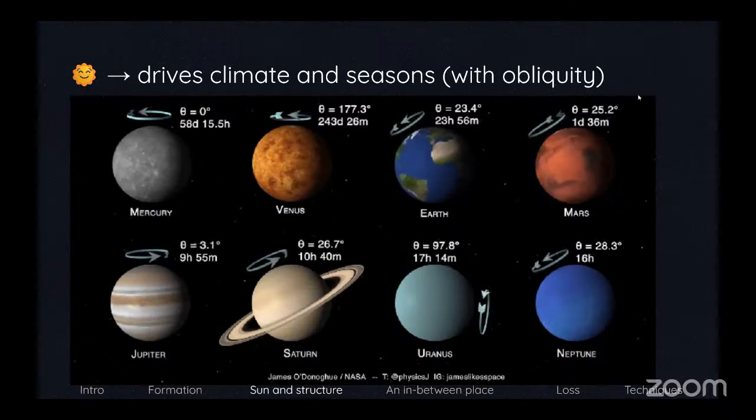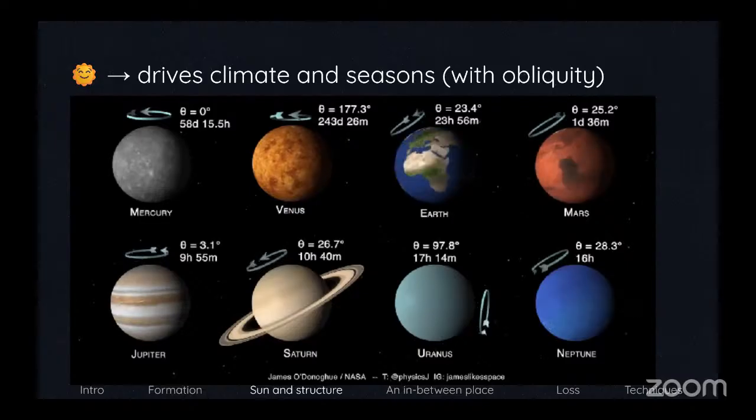Mars's obliquity is actually very similar to Earth. So we have very similar seasons on Mars. Definitely not a similar atmosphere, and there's different things happening on Mars that maybe don't happen on Earth. But the overall progression of the seasons is similar.